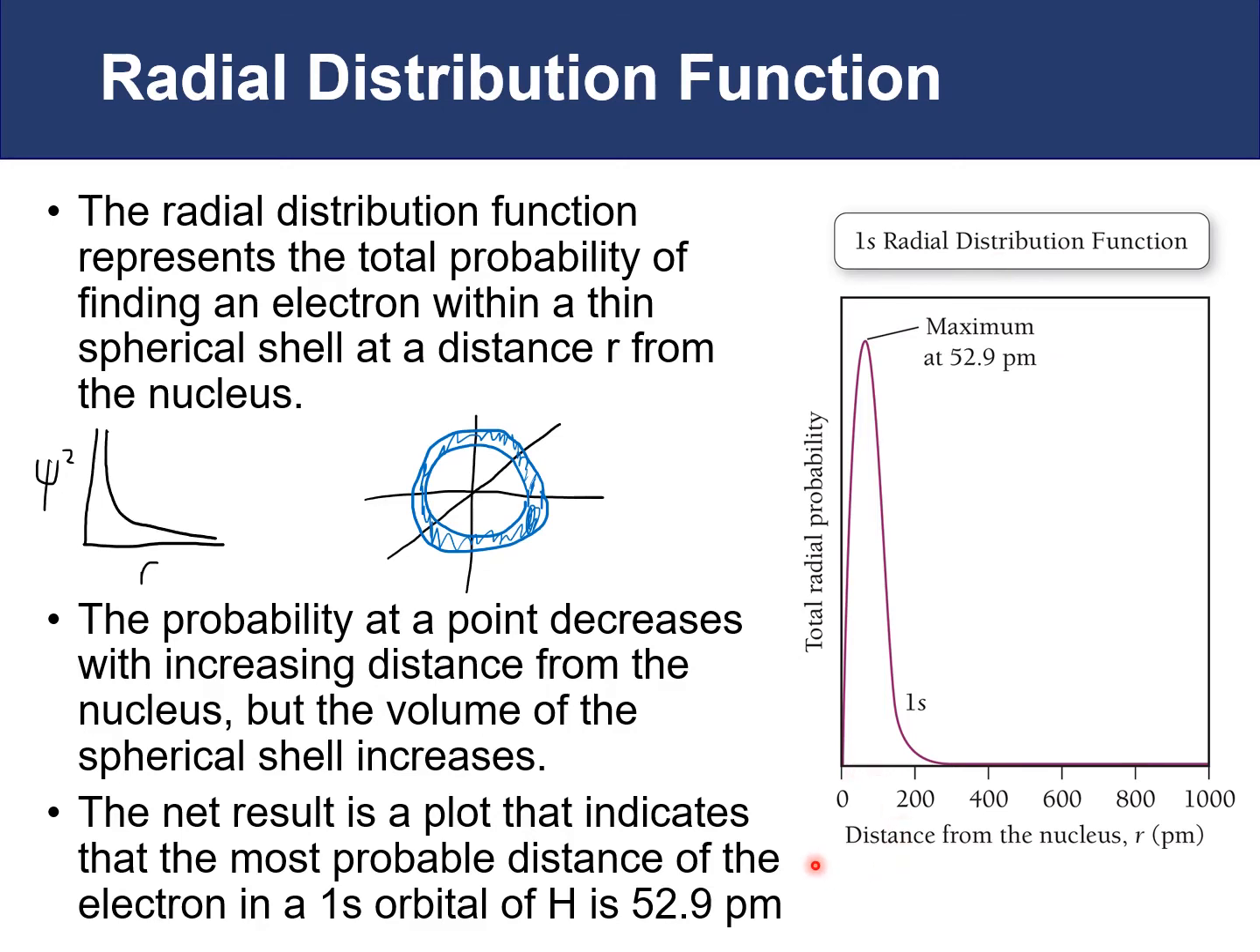When we're looking at orbital diagrams, what we will be showing is a graph of the orbital, and the outer limit of that graph is going to be the maximal value, again called the most probable distance. From the value for a hydrogen atom, the net result is a plot that indicates the most probable distance of finding the electron in the 1s orbital, and for hydrogen, that value is 52.9 picometers.